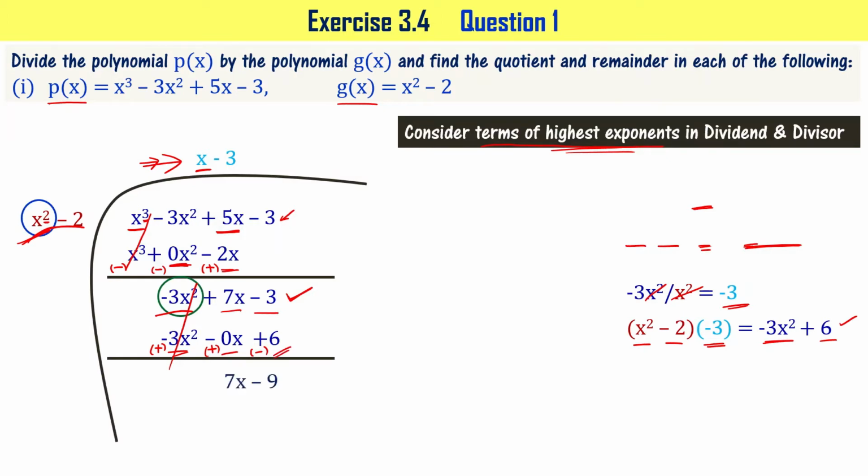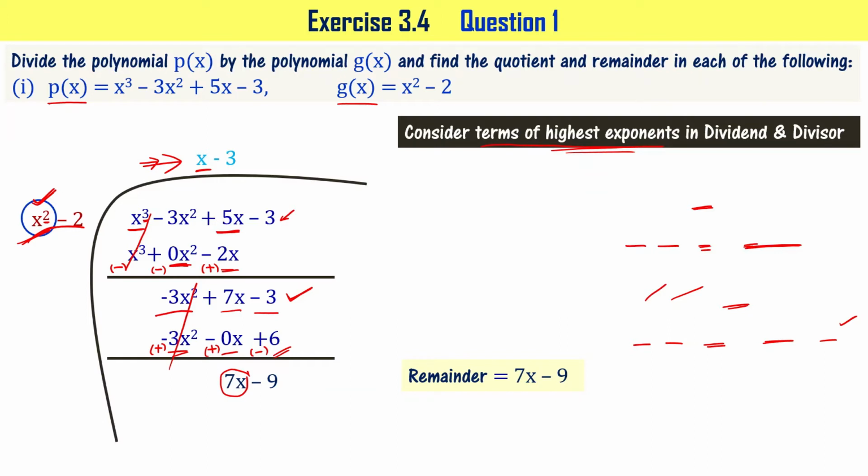Let me write that. So what you have now is 7x minus 9, right? If you observe, the term containing the highest exponent here is 7x, but the degree of this is 1. When you say 7x, it is 7x power 1. That is smaller than the degree of x square, which is 2. That's why we stop the division process here and say that 7x minus 9 is the remainder, and x minus 3 is the coefficient.